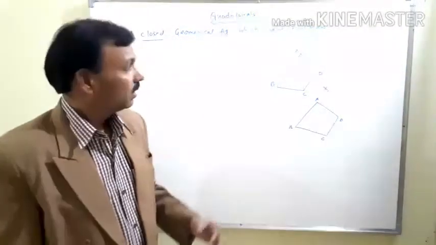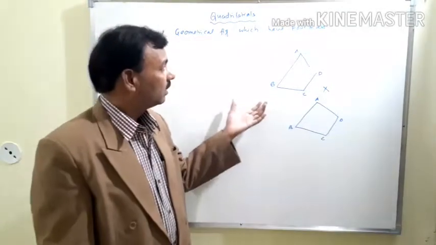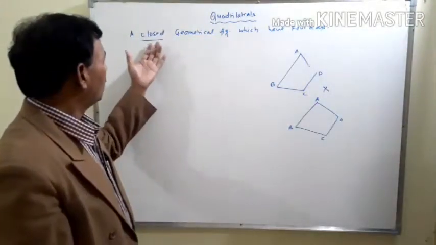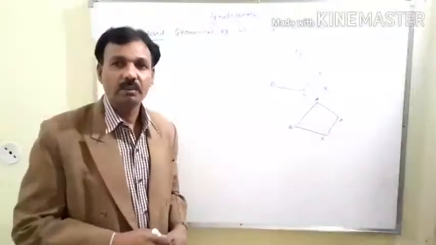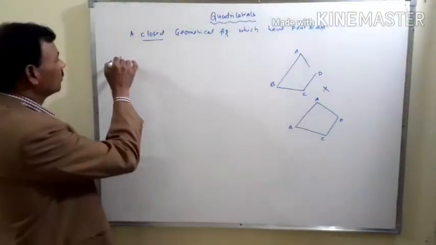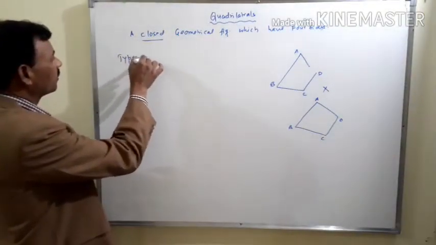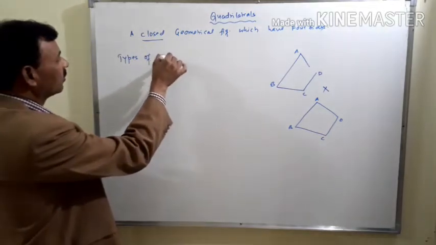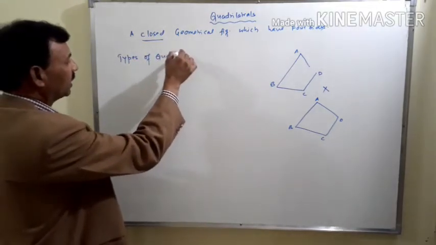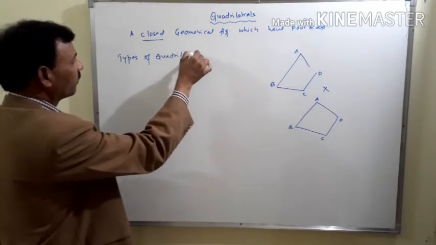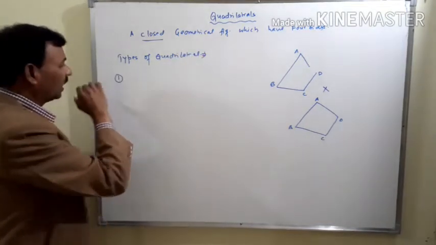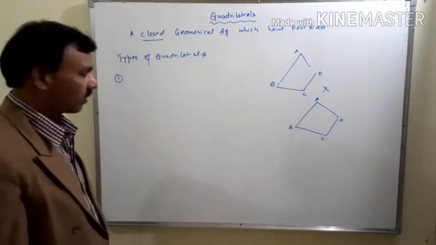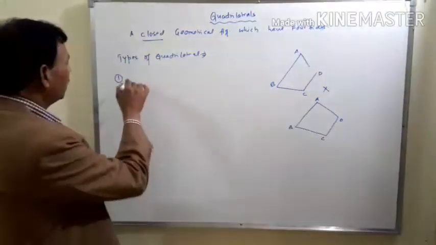Now we will see how many types of quadrilateral there are. There are many types of quadrilaterals. I write here some types of quadrilaterals. First is rectangle.